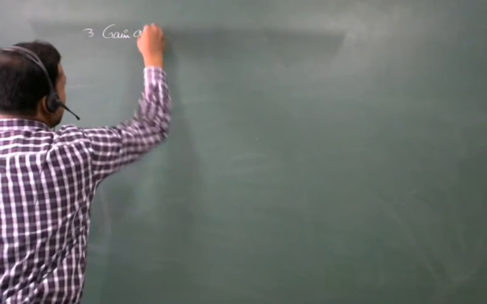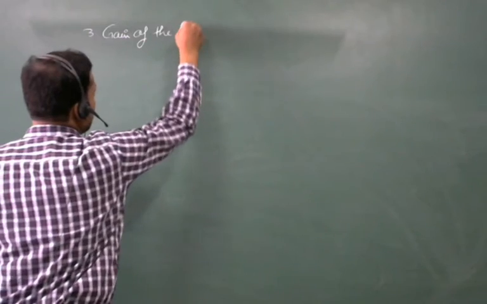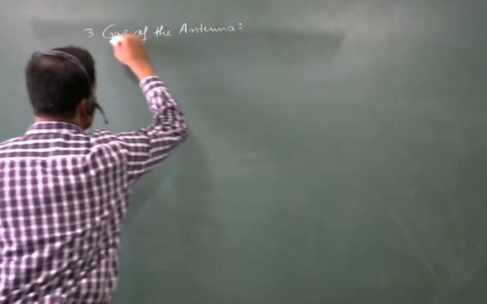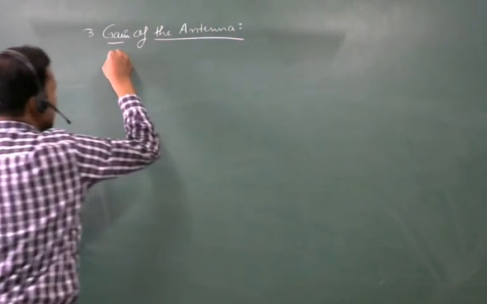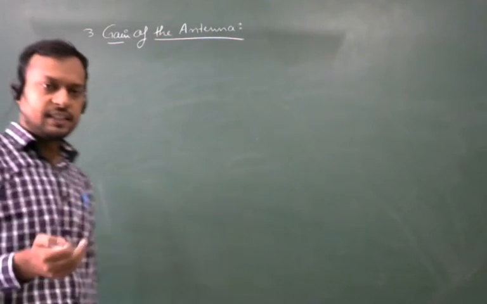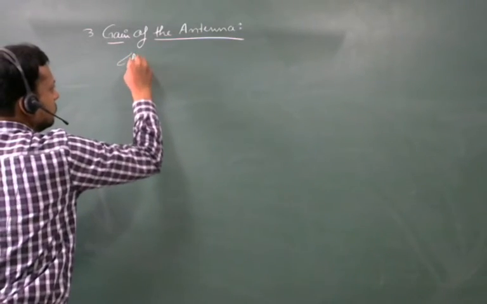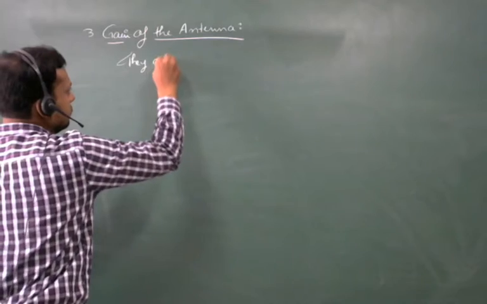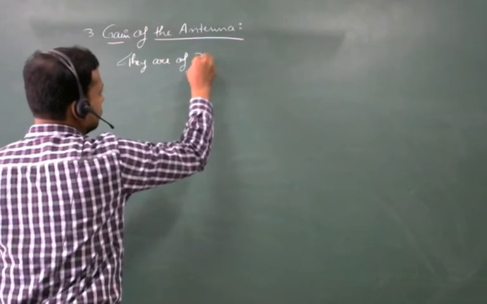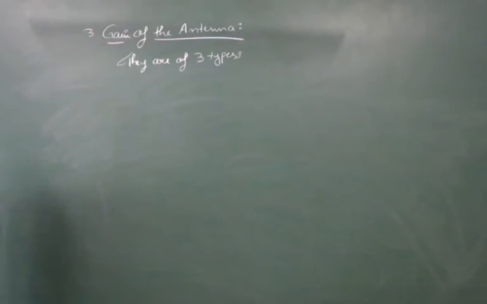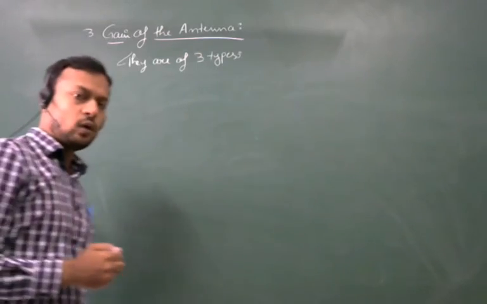So gain of the antenna. The gain of the antenna is generally of three types, and we will see all these types one by one.